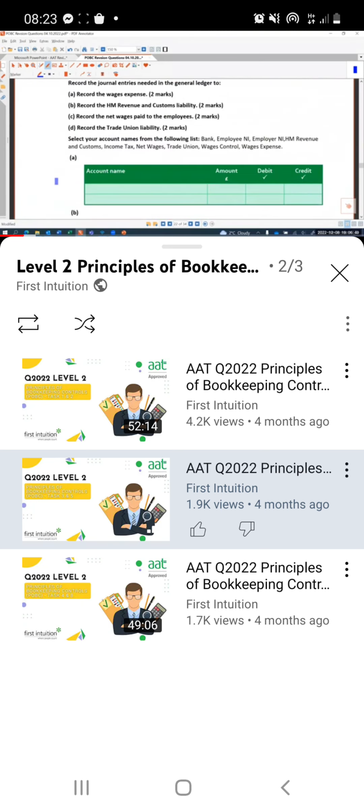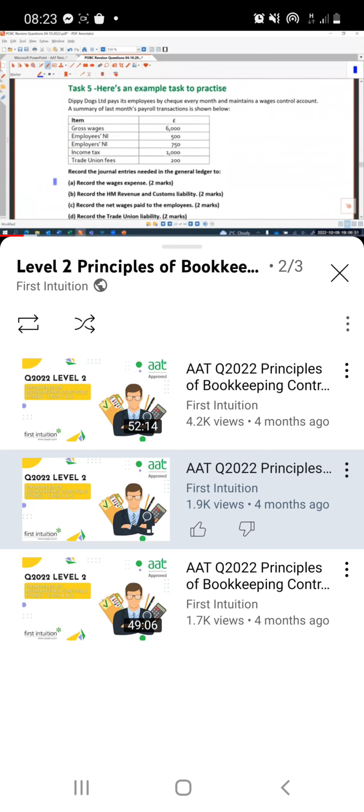There we go, right. So the first part of the task then talks about Dippy Dogs, and Dippy Dogs pay their employees by cheque every month, and they maintain a wages control account. And I did have some comments in previous sessions that you particularly wanted to revise this wages control account, so here it is. They maintain a wages control account, and we've got a summary then of last month's payroll transactions.